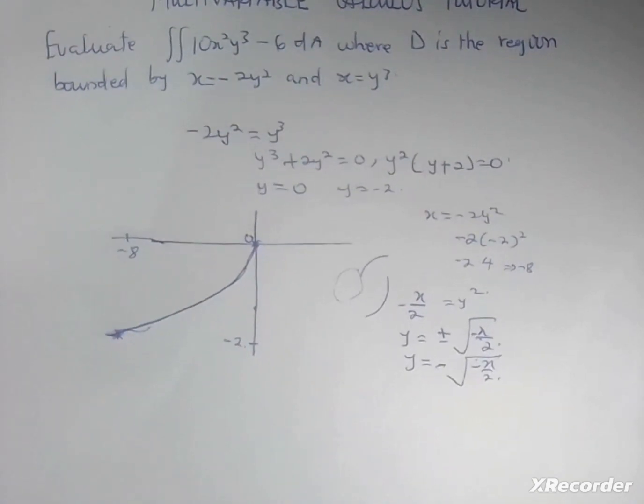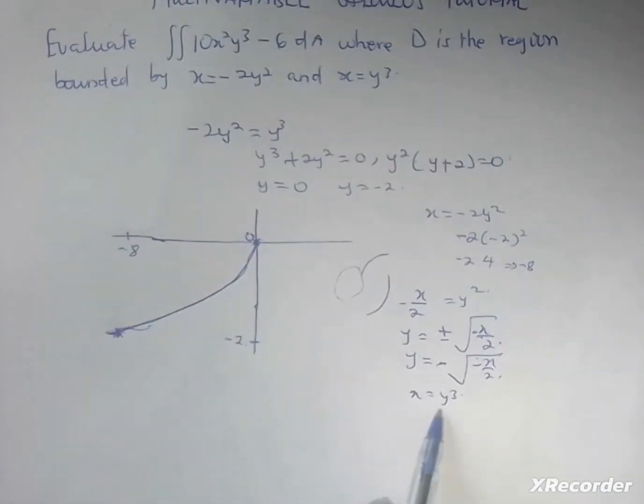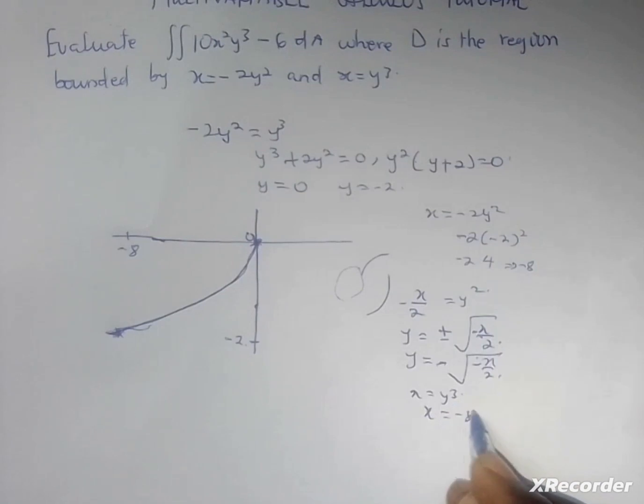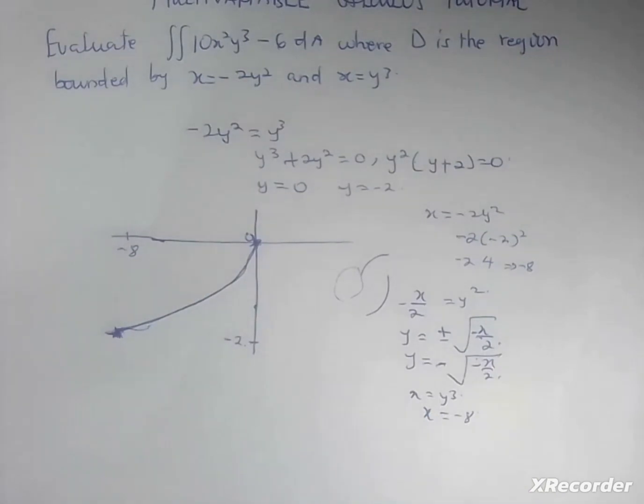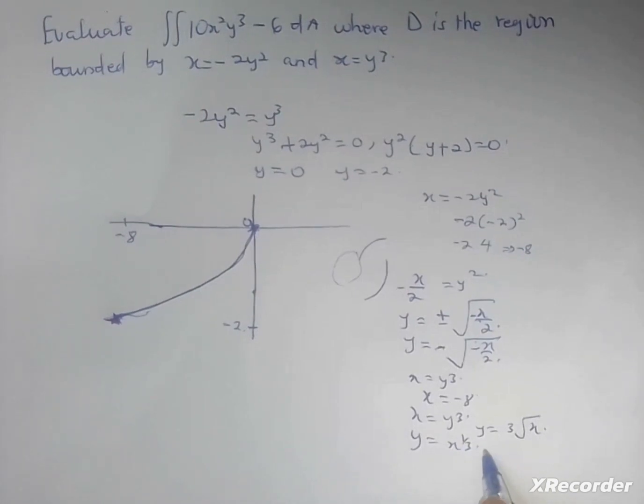The next thing is to take the second function, x equals y cubed. When you put y equals 0, x will also be 0, meaning it will also fall here. When I put y equals negative 2, x will be negative 8. It will also end here. The next thing to determine is the nature of this function. So x is equal to y cubed, meaning y is equal to the third root of x. This is the same as y equals x to the power 1 over 3. My first derivative, y prime, will be equal to 1 over 3 x to the power negative 2 over 3.